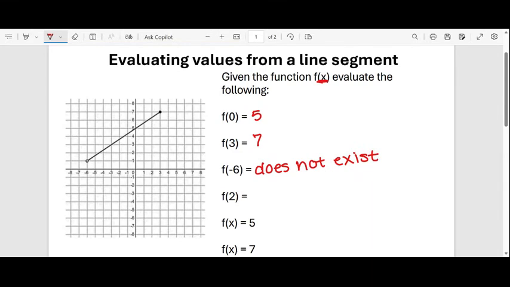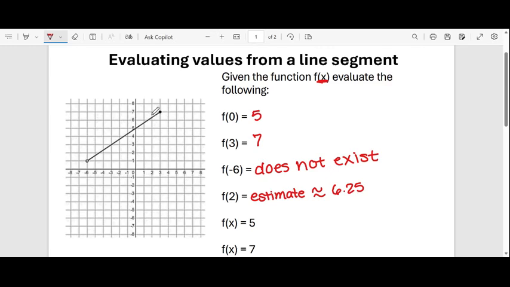All right, let's look at f of 2. F of 2 is a little tricky. That's right here. It is not actually on a crosshairs. So what we're going to have to do is estimate it. We'll say it's about equal to 6.25. So our x value is 2, our y value is about 6.25.